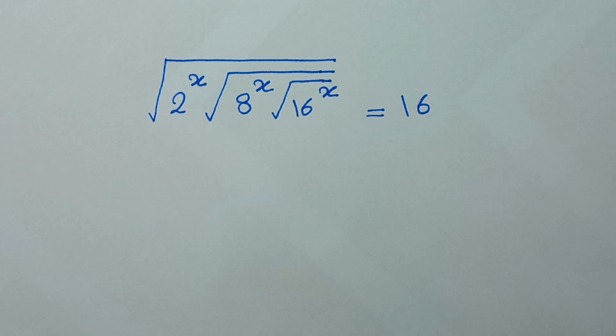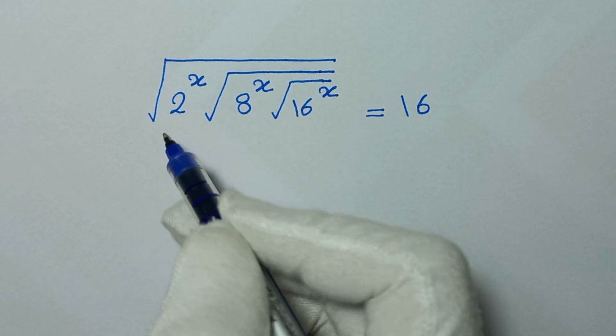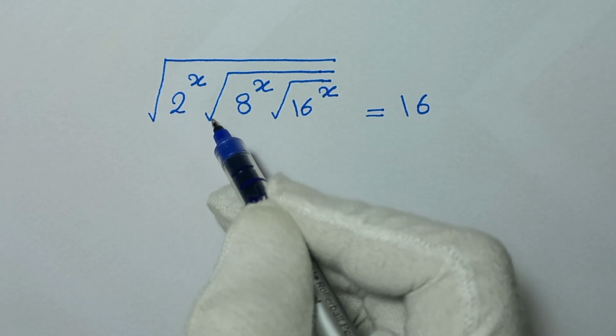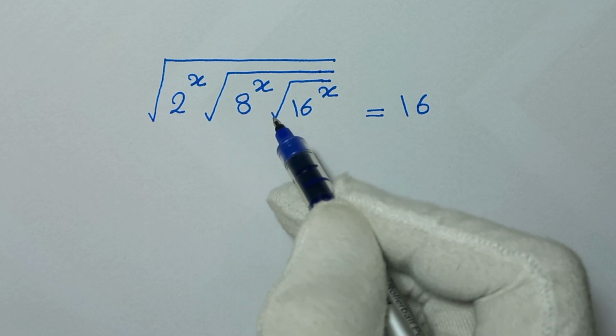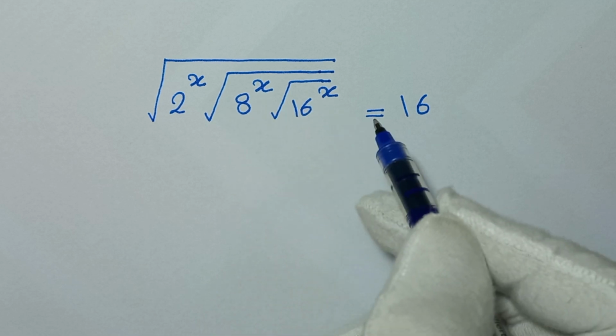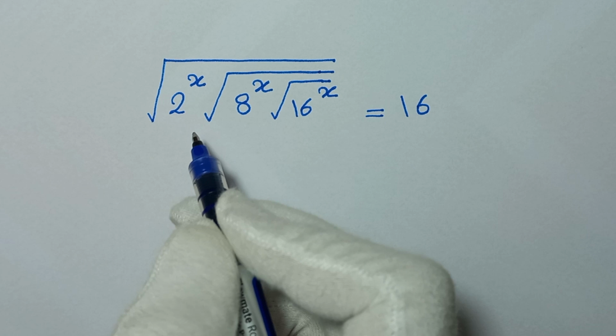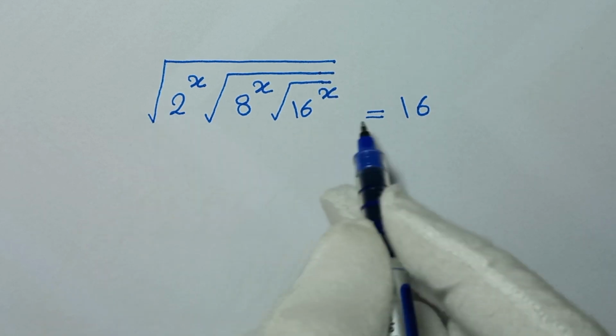Hello my friends, you're welcome to solve this math problem, which is square root of 2 to the power of x times square root of 8 to the power of x times square root of 16 to the power of x is equal to 16, to find the value of x. We solve this problem with two methods.